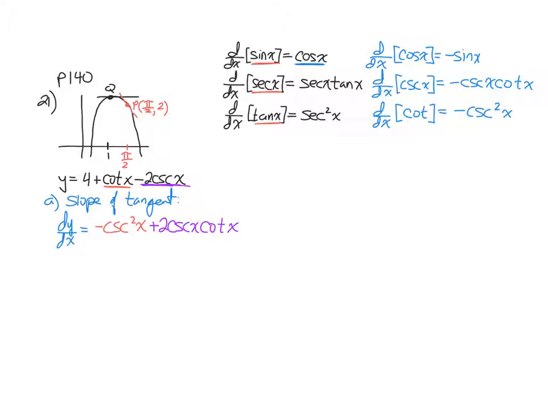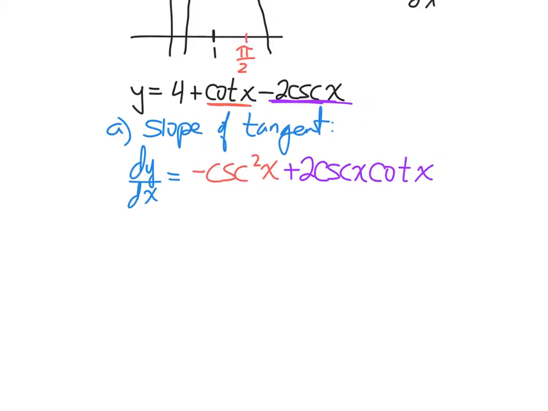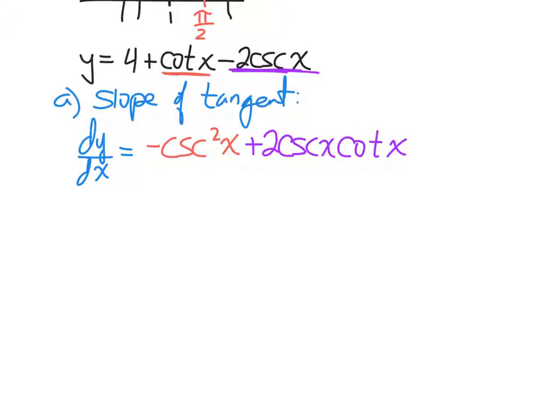All right, so we have those rules, which gives us this derivative, which allows us to find the slope at pi over 2. All right, so I wasn't kidding about the unit circle. The derivative at pi over 2.